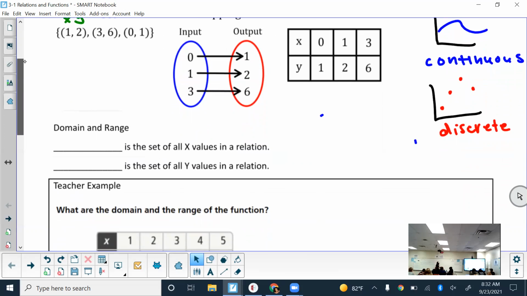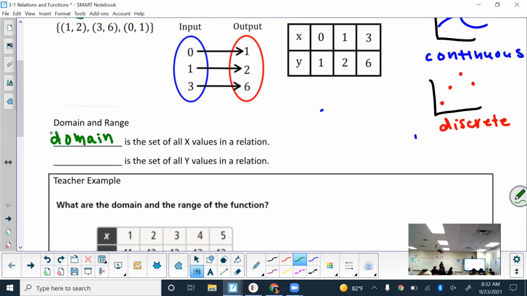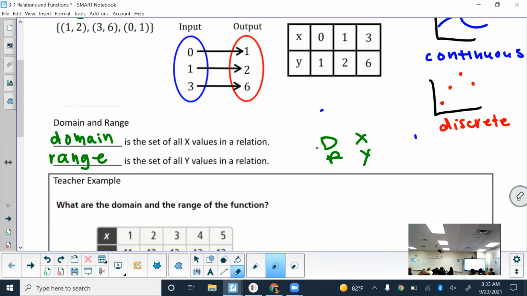All right. So scrolling down then. We have domain and range. Really important that you know the difference. So domain, I need to scroll back down. Domain is a set of all X values in a relation. And the range would be all of your Y values. So an easy way to remember that is what I've used in the past, which is Dr. XY. That'll help you remember that your domain is always your X's and that your range is always your Y's.